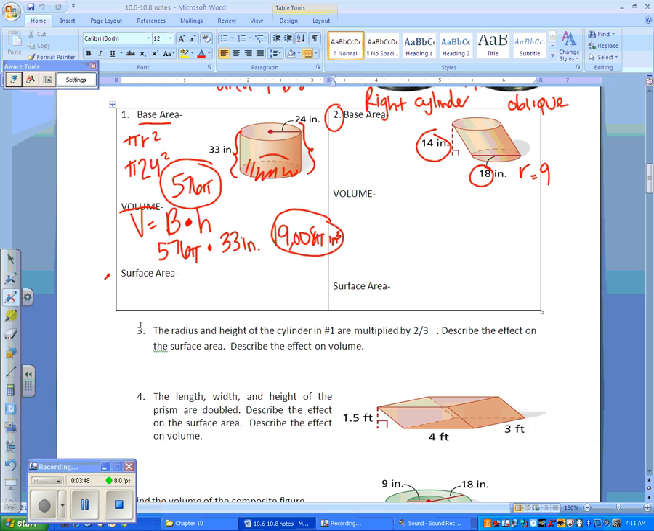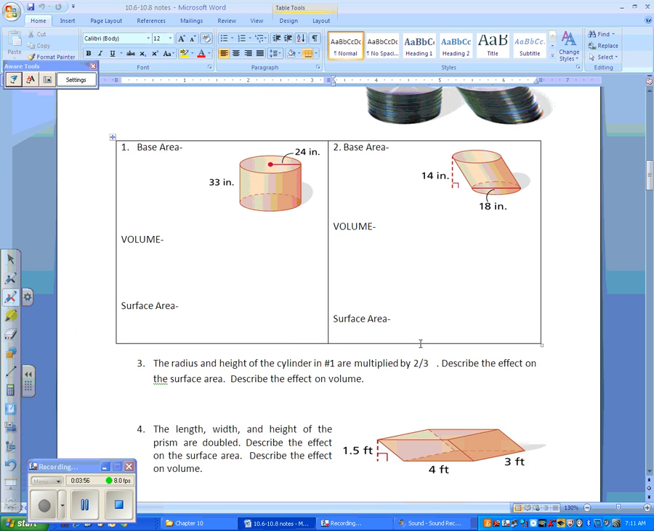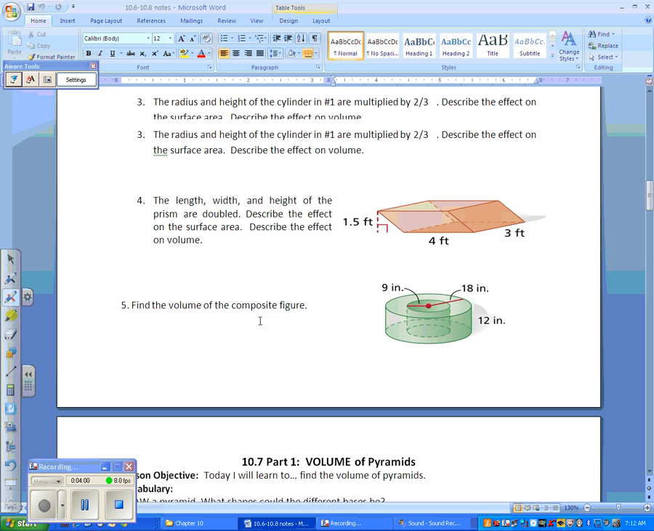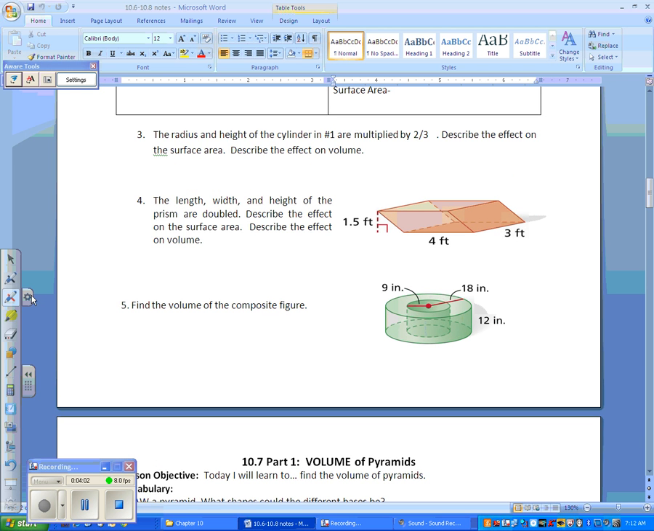Okay. Number 3, we'll talk about in class. Remind me to do this one in class and do this one in class. We'll talk about what happens to the volume when we change the sides. But I want to see if you can try to figure out number 5.